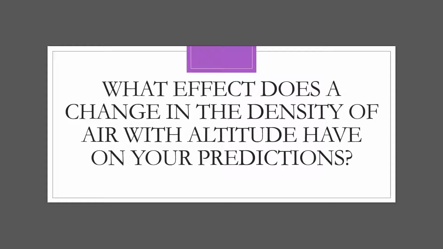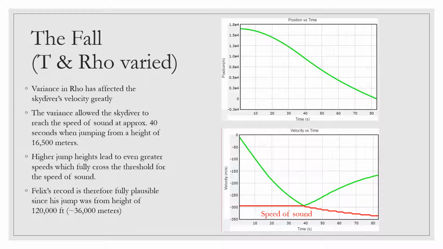What effect does a change in the density of air with altitude have on your predictions? Here we are looking at both position and velocity charts as T and rho are varied. Variance in rho has affected the skydiver's velocity greatly. The variance allowed the skydiver to reach the speed of sound at approximately 40 seconds when jumping from a height of 16,500 meters. Higher jump heights lead to even greater speeds which fully cross the threshold for the speed of sound. Felix's record is therefore fully plausible since his jump was from a height of approximately 36,000 meters.